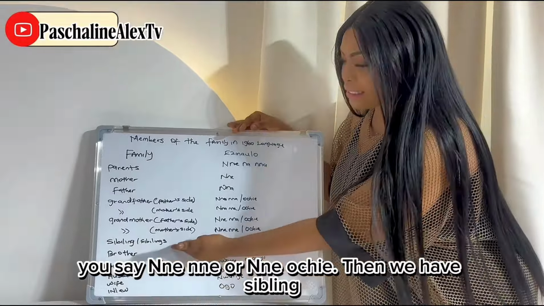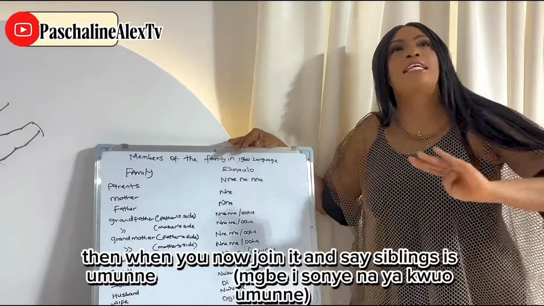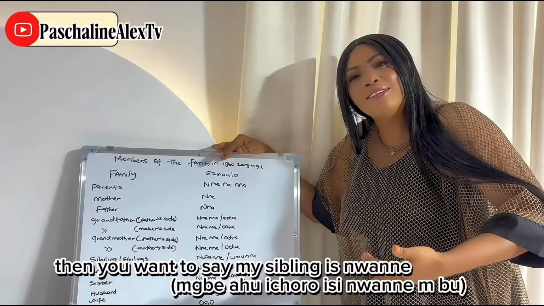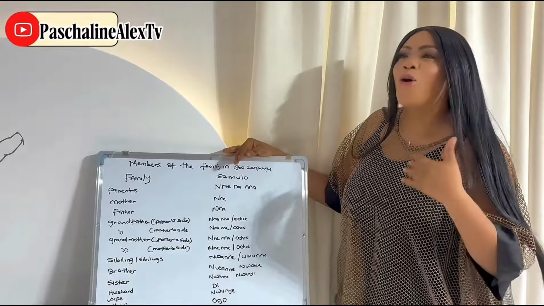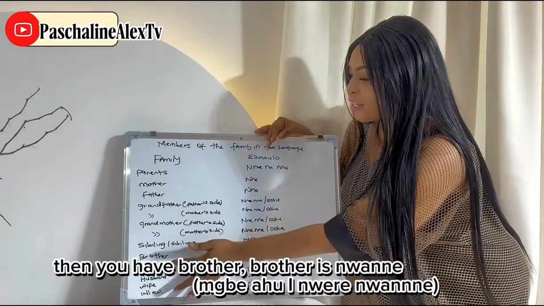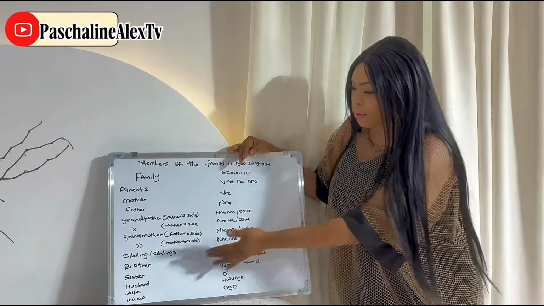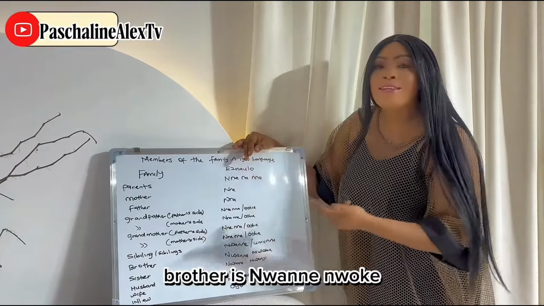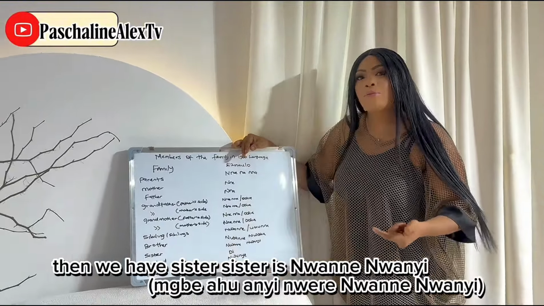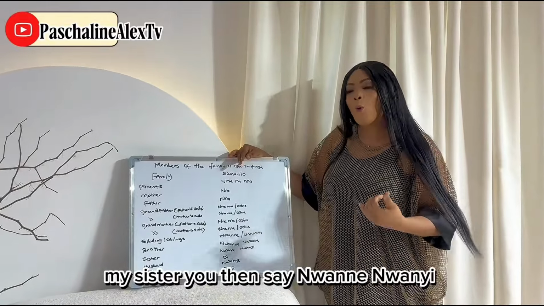Then we have sibling. Sibling is one name. When you join it and say siblings, it is umunne. When you want to say my sibling or our sibling, umunne. Then you have brother. Brother is one name. Then we have sister. Sister is one name. If you want to say my sister, you say it with one name.